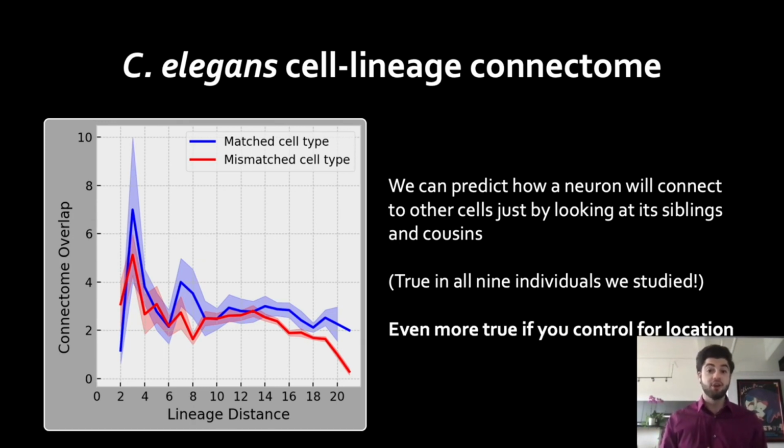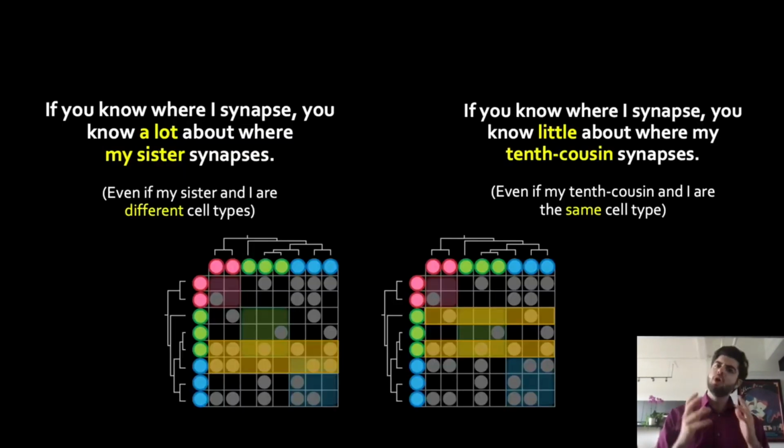It's pretty common to think that neurons that are physically closer to each other tend to be more similar in their connectivity patterns. And one thing that I think is really exciting about this work is that the effect is actually amplified if you control for the physical geometric distance between the neural cell bodies. Now, there's obviously a ton of science that I don't have time to talk about today, but what I want to communicate is this. If you know where I synapse, you know a lot about where my sister synapses, even if my sister and I are different cell types. And if you know where I synapse, you know very little about where my 10th cousin is going to synapse, even if my 10th cousin and I are the same cell type.